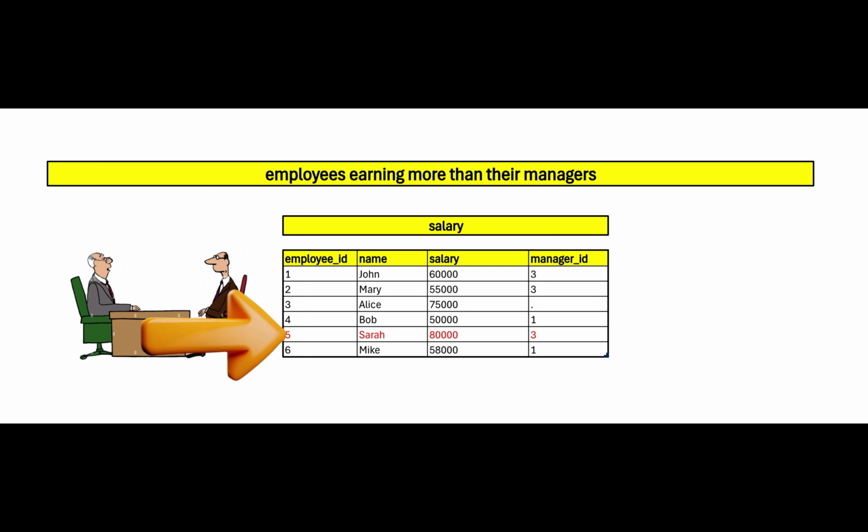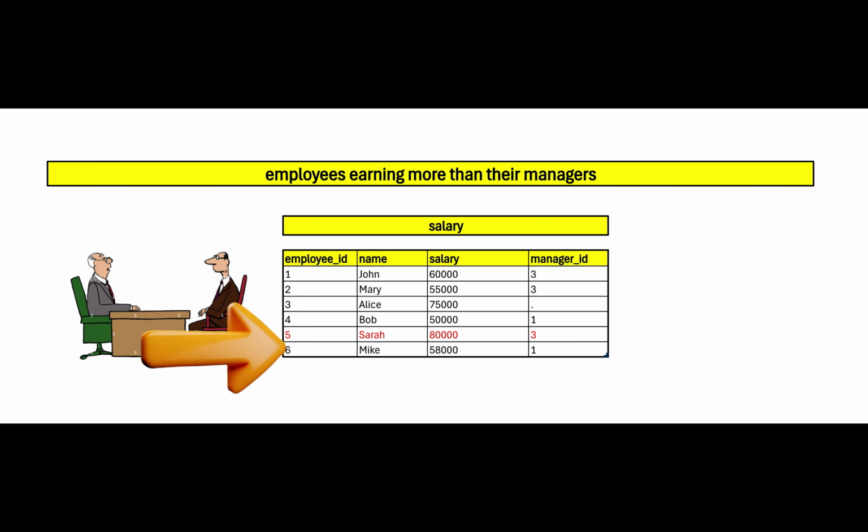For the fifth row, Sarah, salary 80,000, and her manager ID is 3. Now, if we look into her manager's detail, then her manager is Eli and his salary is 75,000. Now, comparing between Eli's salary and Sarah's salary, we can say that Sarah's salary is more than her manager's salary, because Sarah's salary is 80,000 whereas her manager's salary is 75,000. So, in this case, the employee's salary is more than the manager's salary. That is why we need Sarah 80,000, this particular row, in our output.